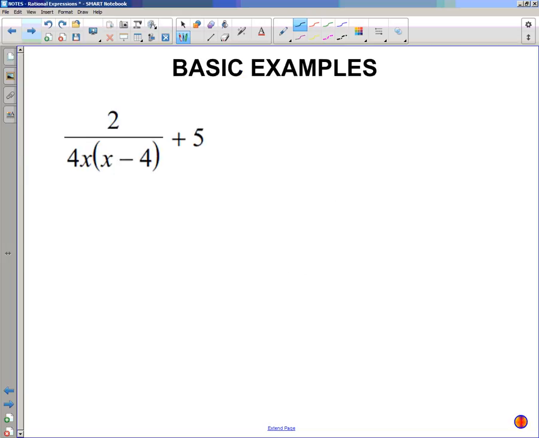Okay, one last example here. Again, we've got a fraction that we're adding to something that's not a fraction. Now, I can always make this 5 look like a fraction by putting it 5 over 1. So let's go ahead and give ourselves a little bit of space here. So that denominator is factored for us. That was nice of them.